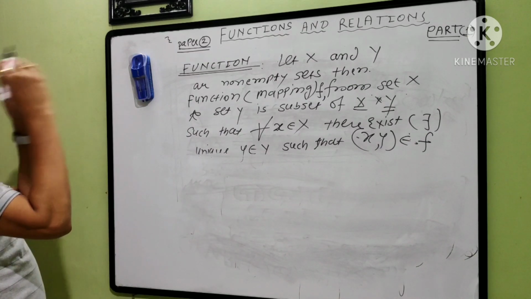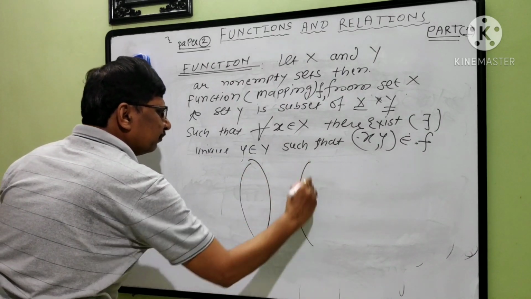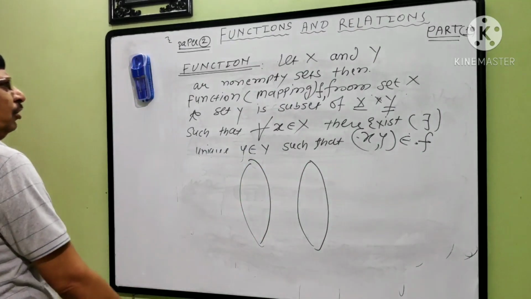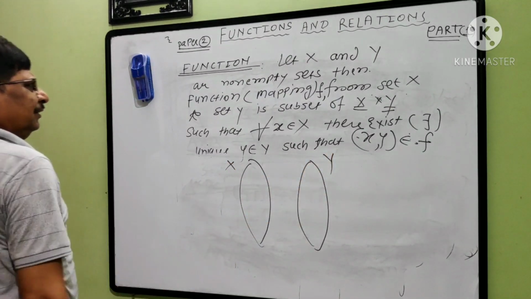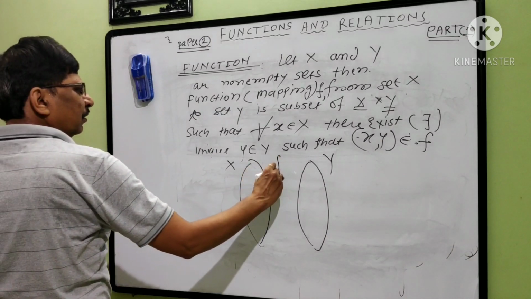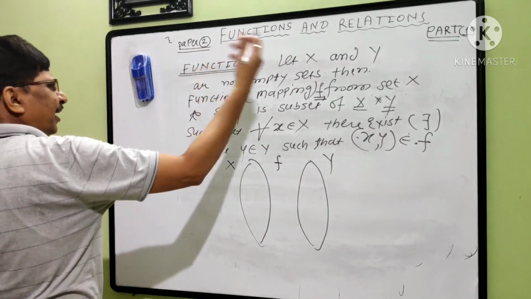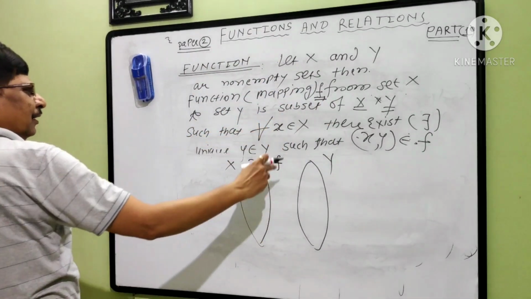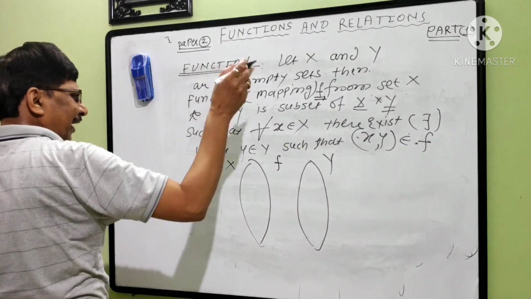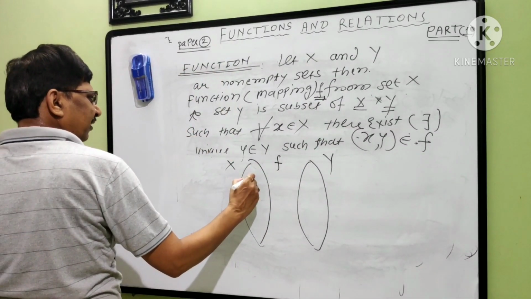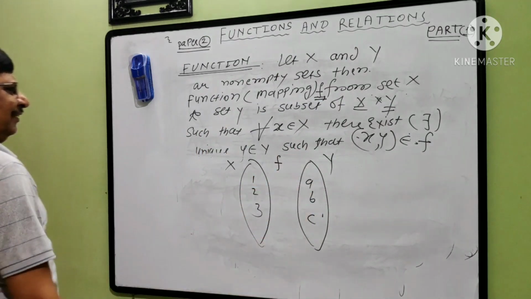Now again see. First of all, there are two sets, X and Y. The definition is on the board. Then the function, now denoted by f, is called a function, also called a mapping. F from set X to Y is a subset of X cross Y. I am going to write this now.